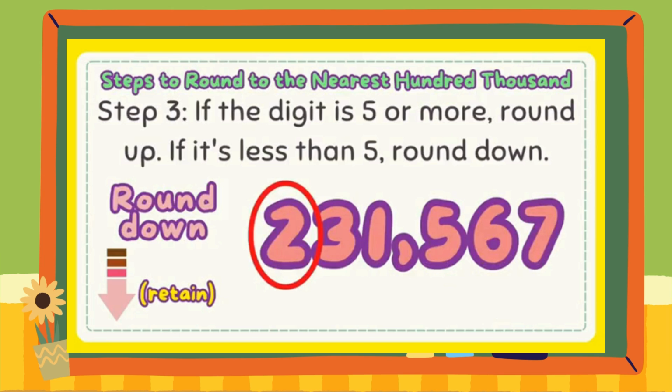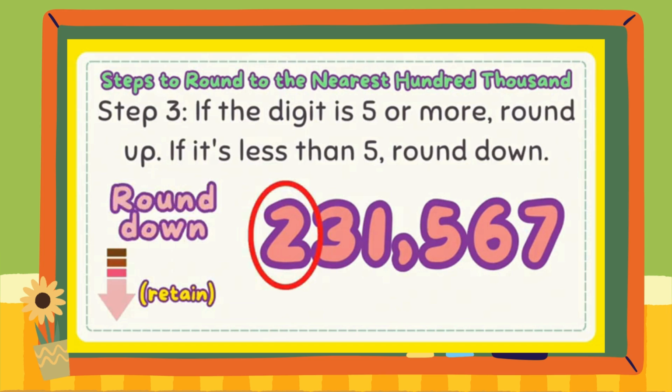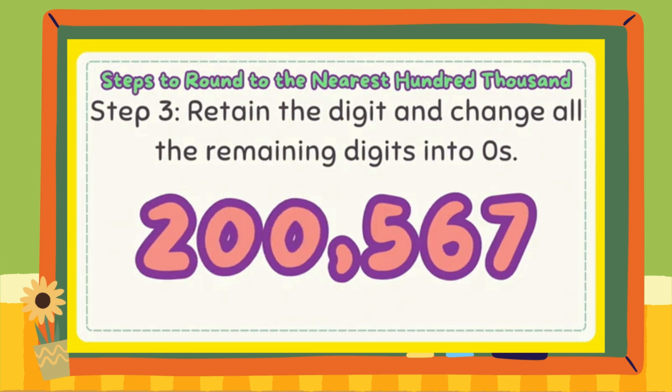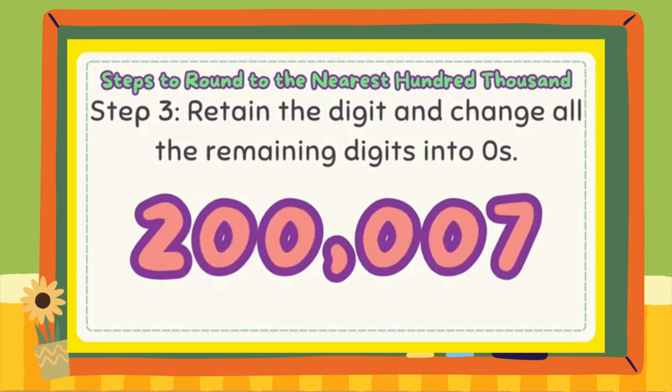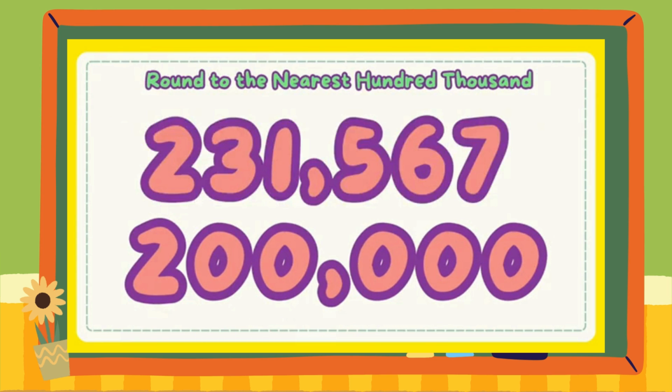Now, we will know what will happen to 2. Since its nearest digit is 3, that means round down, or we will retain 2. Retain the digit and change all the remaining digits into zeros. Retain digit 2, change 0, 0, 0, 0, and 0. So, 231,567 rounded down to 200,000.